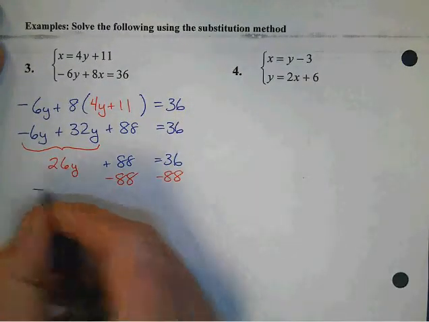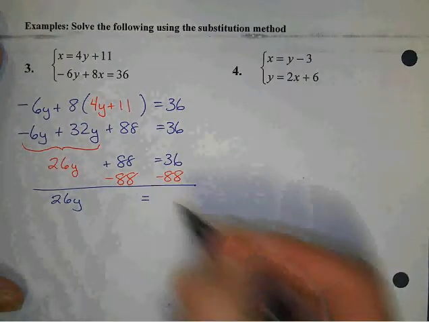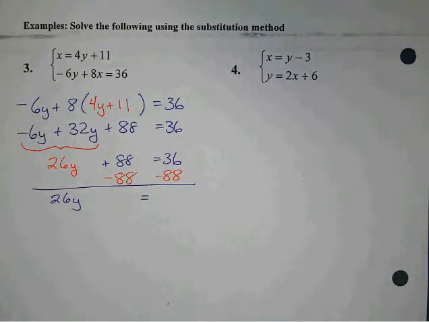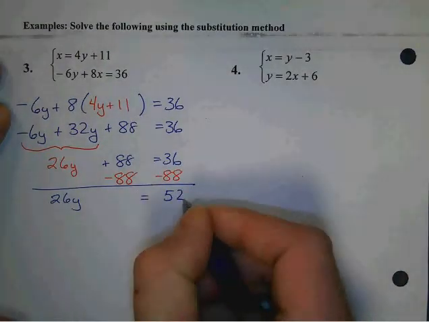See if you can do that in your head. I'll give you a few seconds. Don't say the answer. See if you can figure what that is in your head. Think you got it? Raise your hand. 52. Very good. Negative 52.